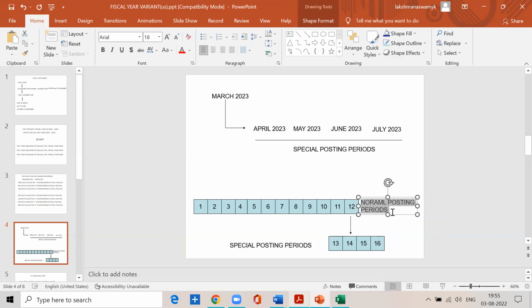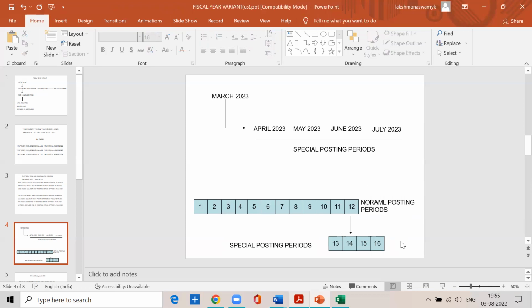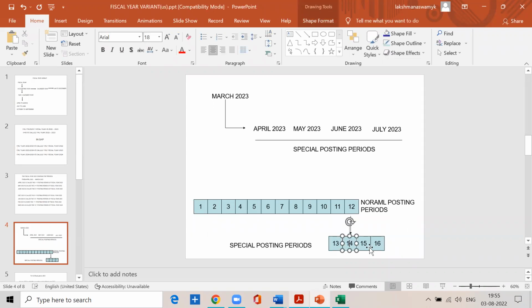So into the normal posting periods, you post the day-to-day business transactions. Into the normal posting periods, the accountants and the users will enter the day-to-day business transactions. So normal posting periods are mandatory. Then into the special posting periods, we can post the adjustments necessary for the purpose of preparing financial statements. But the special posting periods are optional. Means I don't want to have any special periods. Yes, it's possible. But in that case, after 31st March, you cannot post any adjustments.